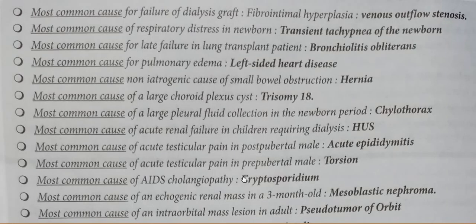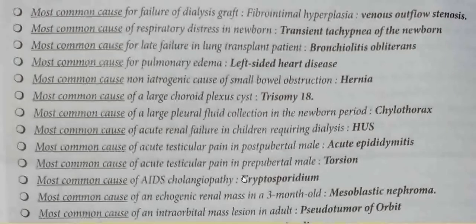This is the most common topic of NEET PG, AIIMS PG and all other PG exams, so you have to write it down and make a chart. First of all, it starts with the most common cause of failure of a dialysis graft. It is fibrointimal hyperplasia, that means venous outflow stenosis.